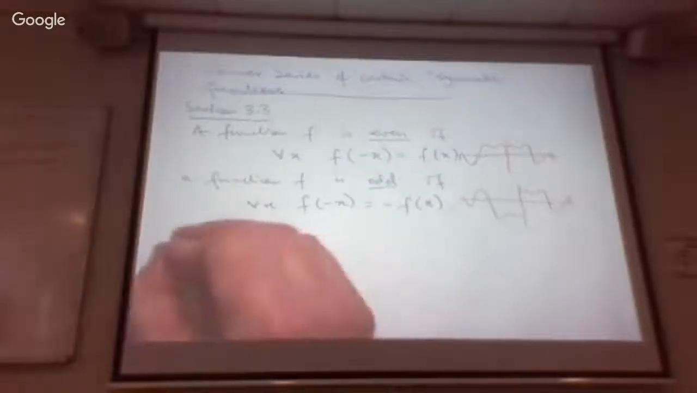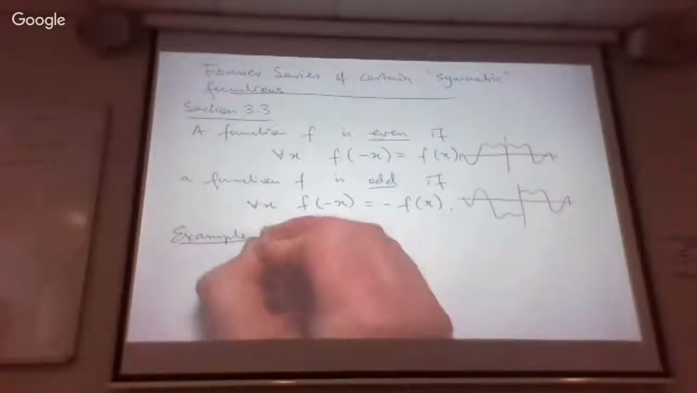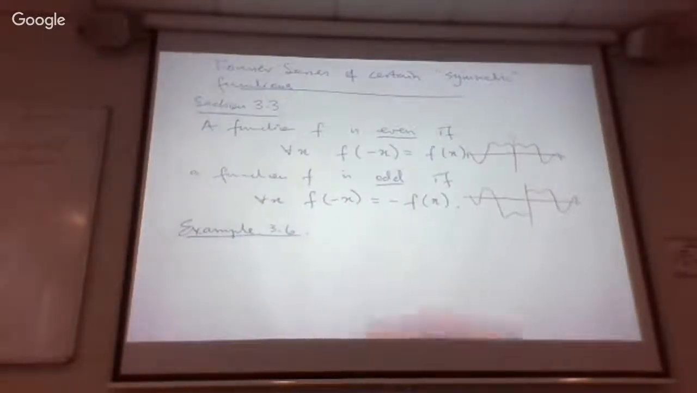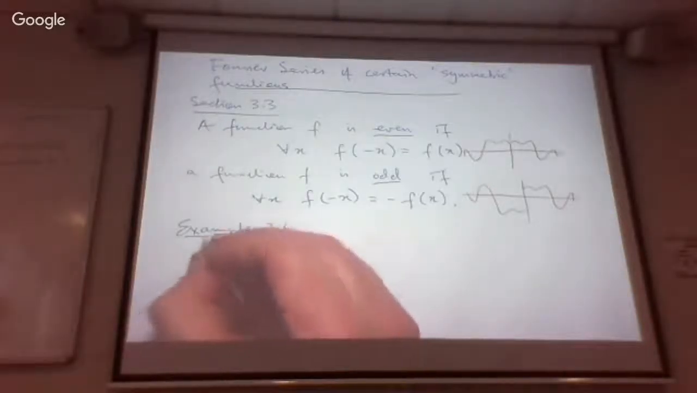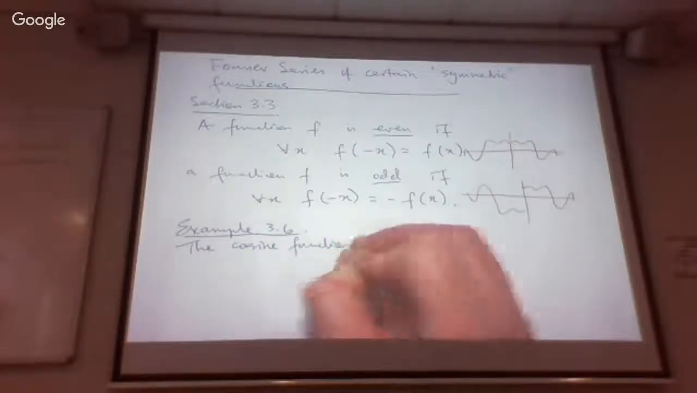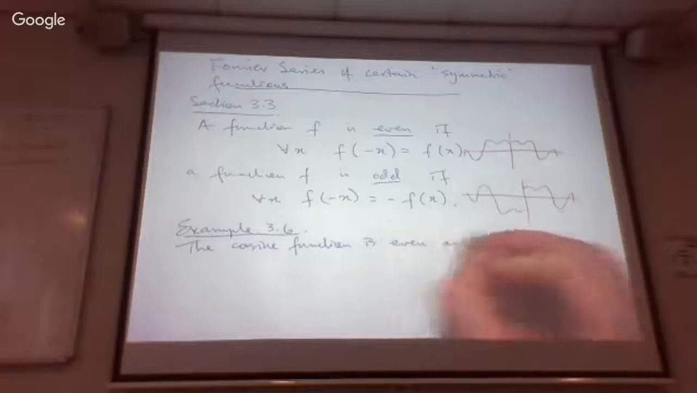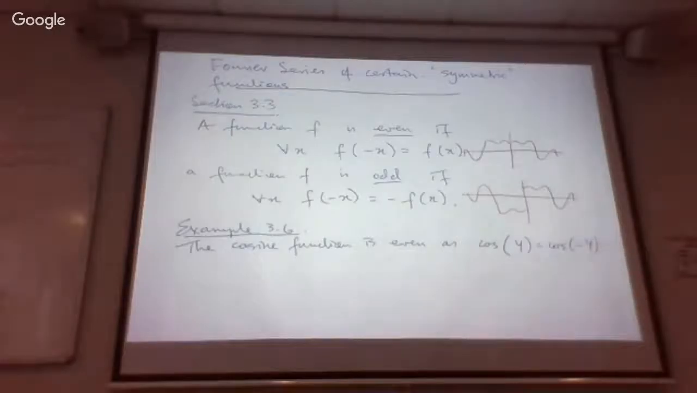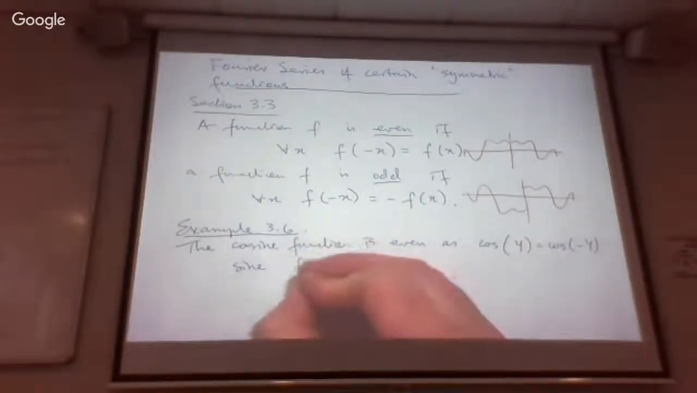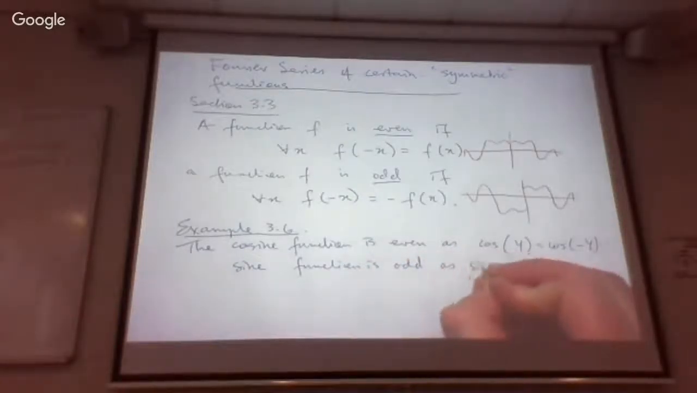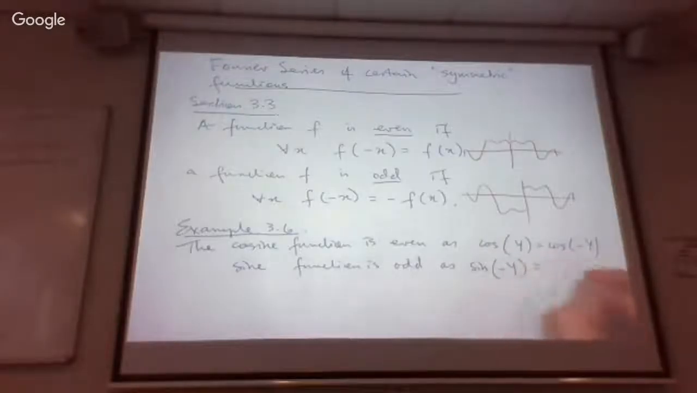So if you look at example 3.6, cosine and sine fit into this family very nicely. The cosine function is even. The cosine of y is always equal to the cosine of negative y. The sine function is odd. If you try to evaluate sine at negative y, it will be the negative of whatever value it has at y.